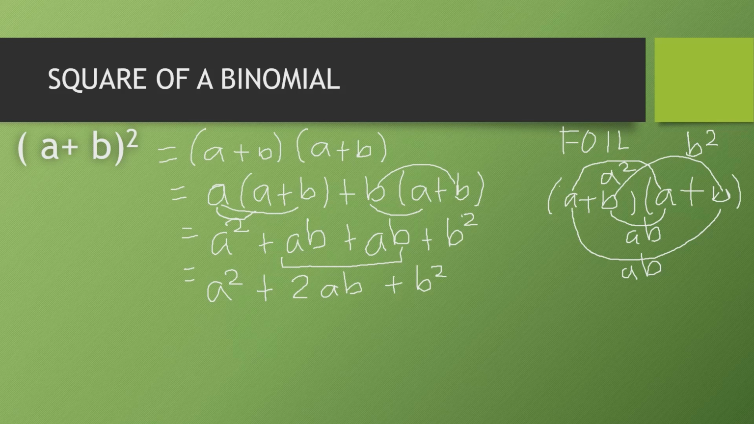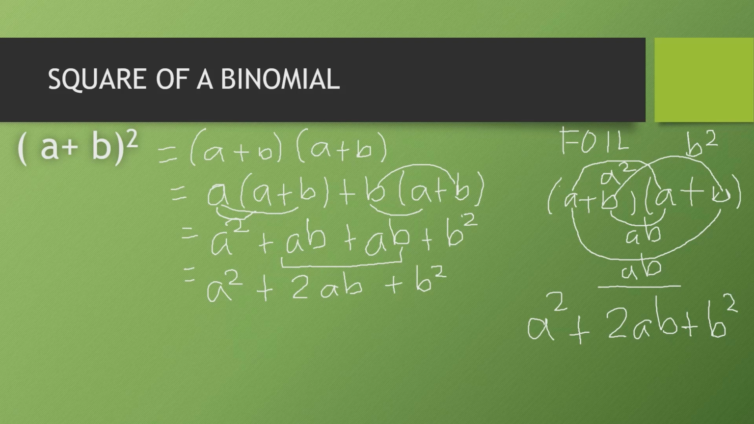Now, kung i-rewrite natin, the product of the first term is A squared. Then, ito, inner at outer term, i-combine natin. We have AB plus AB is equal to 2AB. And we will add the product of the last term, which is B squared. Again, the square of A plus B, or the square of the sum of A and B, is A squared plus 2AB plus B squared.